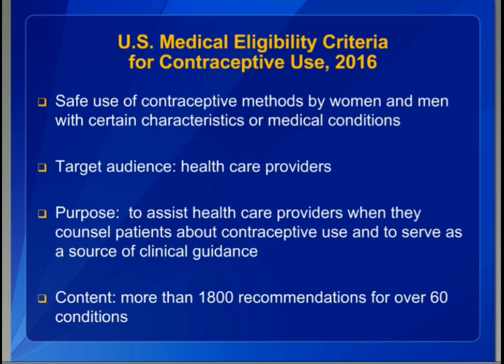The U.S. Medical Eligibility Criteria, or MEC, is an evidence-based source of clinical guidance for the safe use of contraceptive methods by women and men with various characteristics or medical conditions. It's intended to assist healthcare providers when they counsel women, men, and couples about contraceptive method choice. The U.S. MEC includes over 1,800 recommendations for more than 60 conditions and characteristics, and also includes information on certain drug interactions.